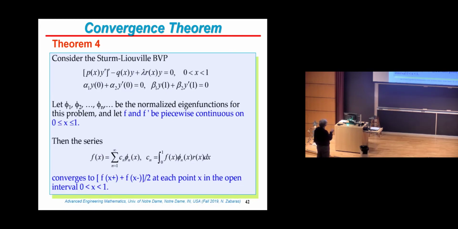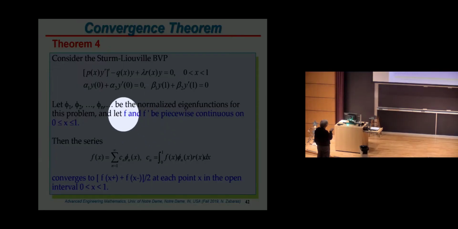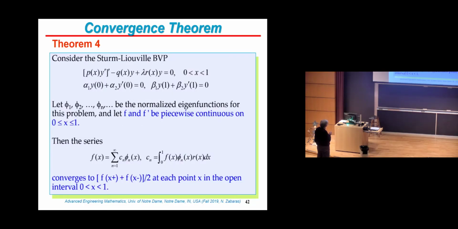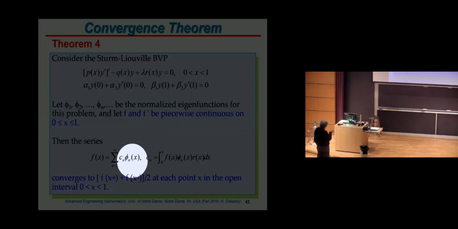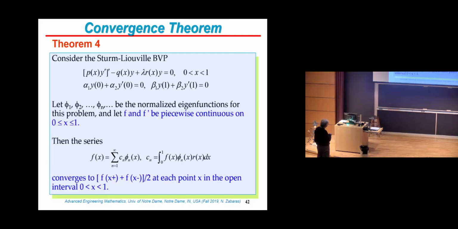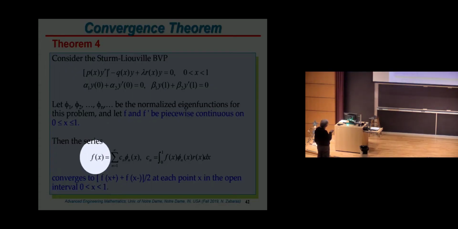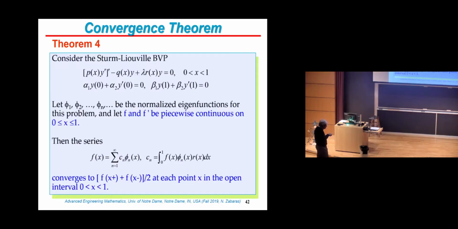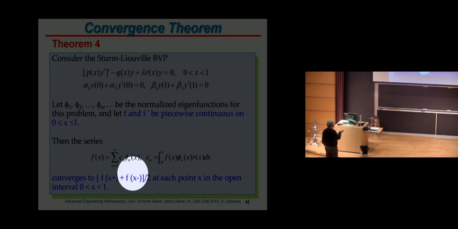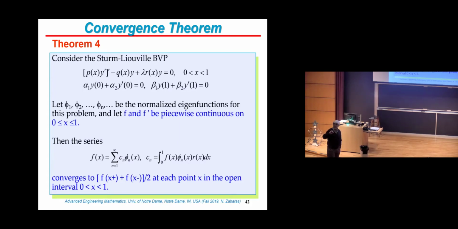If you have a function f that satisfies the following two properties, f is piecewise continuous, and f prime is piecewise continuous, and I'm actually not going to say anything about boundary conditions at this point, but if phi n are the eigenfunctions of this homogeneous Sturm-Liouville problem with these boundary conditions, then you can express the function f in this infinite series expansion, and you can show that this series converges to f of x if in the neighborhood of x, f is continuous, or it converges to the average of the value of f on the left and the value of f on the right, exactly as we did with Fourier expansion, okay?